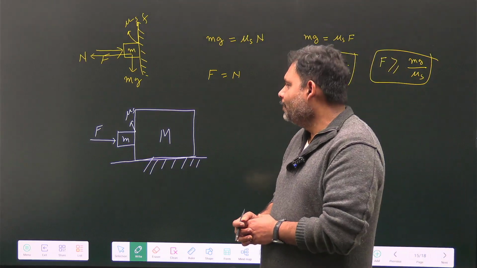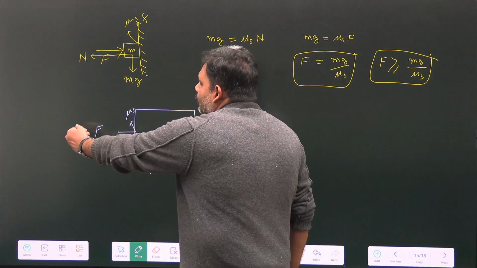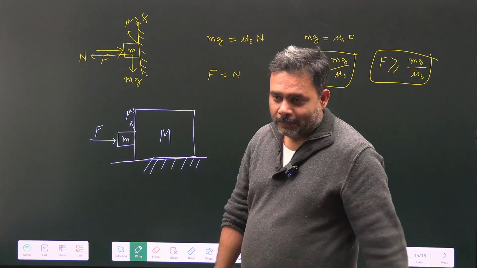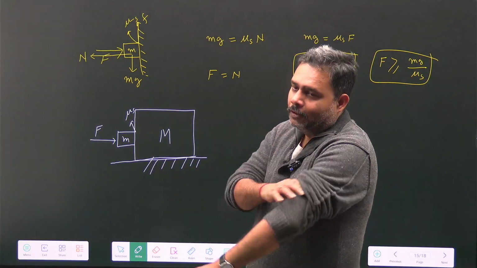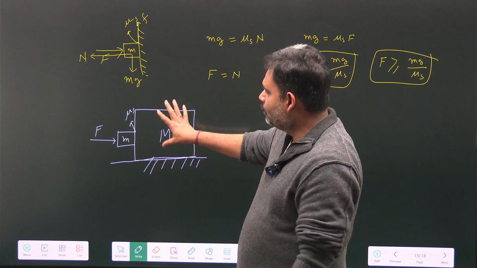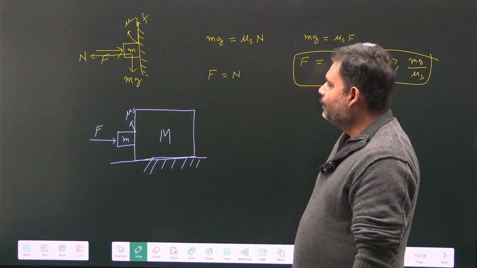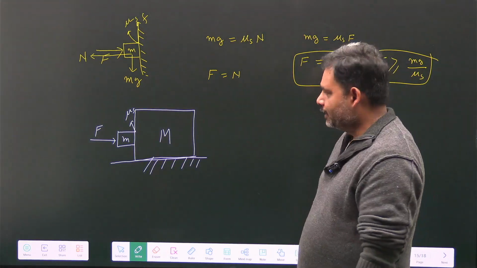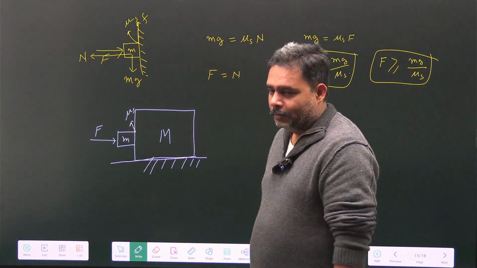So now what will happen? If this surface is frictionless, even if you give a little push, this block will move. So you have to take this particular motion into consideration. So what is going to happen? How will we try to solve the problem? This is very interesting. Okay, so let's try to solve this particular problem.